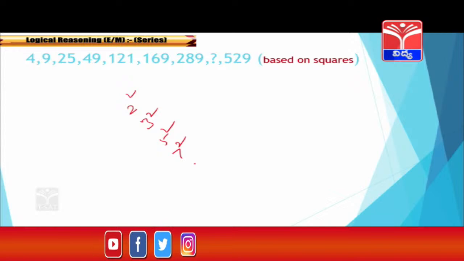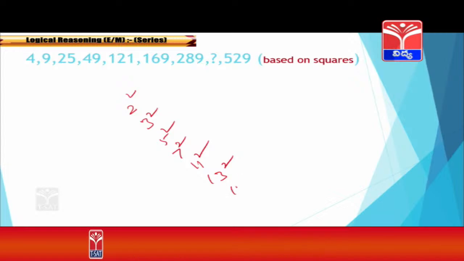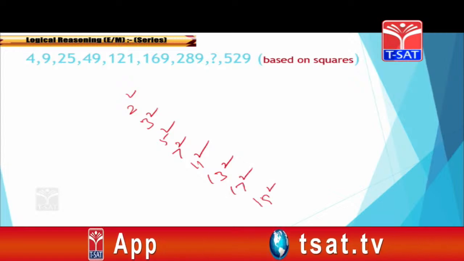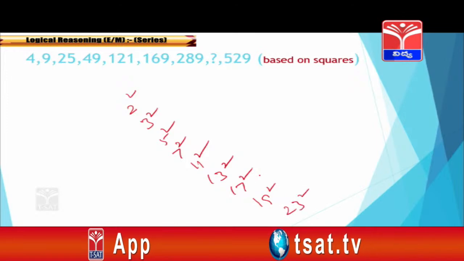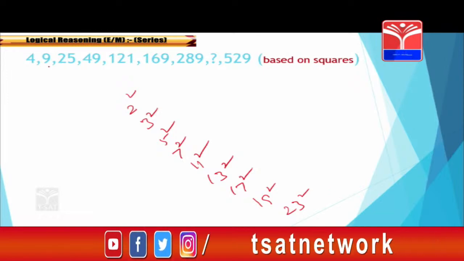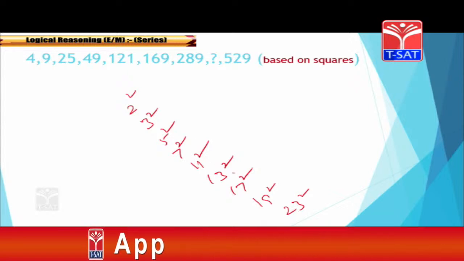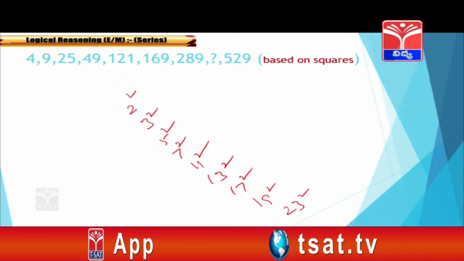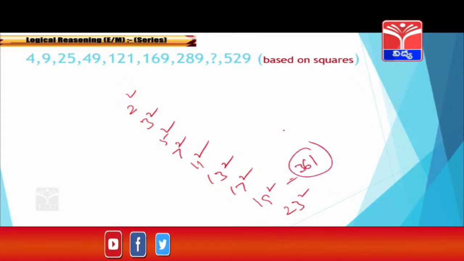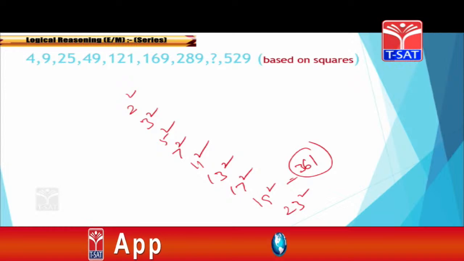Next one is 7 square, next is 11 square, 13 square, 17 square. So what is the next one? 19 square. Next one is 23 square. All are prime numbers, squares of primes. 2 square is 4, 3 square is 9, 5 square is 25, 7 square is 49, 11 square is 121, 13 square is 169, 17 square is 289. So the required number is 19 square, which is 361. So 361 is the answer, and the next one is 23 square, which is 529. Clear? So questions come based on squares.